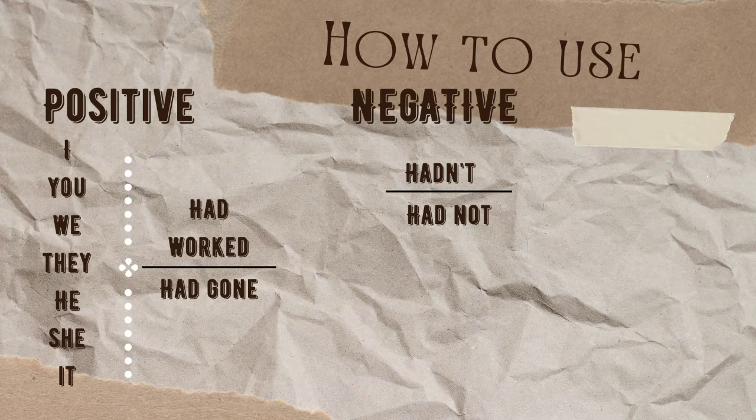Next, how to use it. So, in the positive sentence, you would just use the subject and say had worked. For example, I had worked, you had worked, we had worked, and so on. Next, in a negative sentence, we're basically adding not to this. And if you want to shorten it, which very often we do, especially in regular conversation, we don't say I had not worked, we say I hadn't.